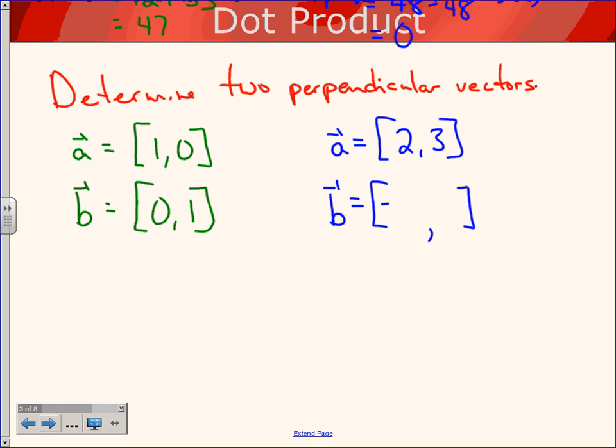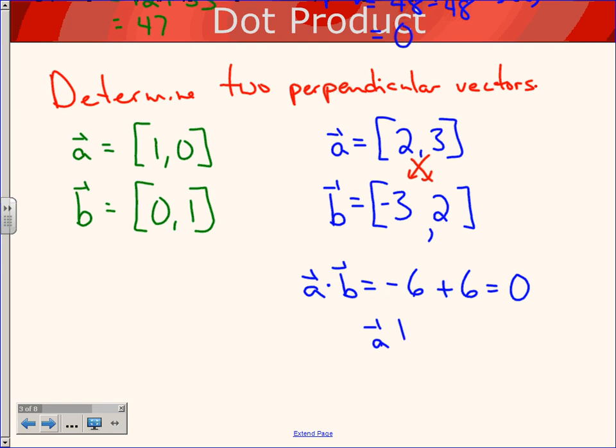And there is a neat trick. What you can do that always works is if you take these two components and just switch the order and make one of the signs a negative, then the dot product is going to turn out to be 0. That'll always work. Just take the two numbers, flip them around, and change the sign on one of them. Now we get a -6 and a +6. So those two vectors have to be perpendicular.